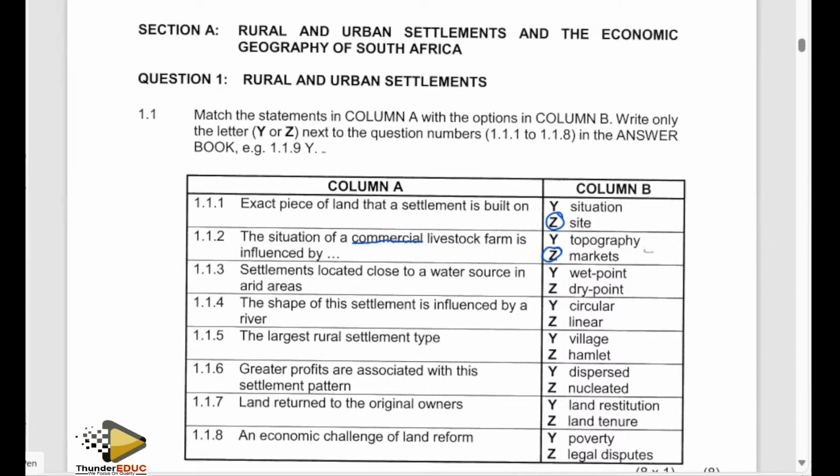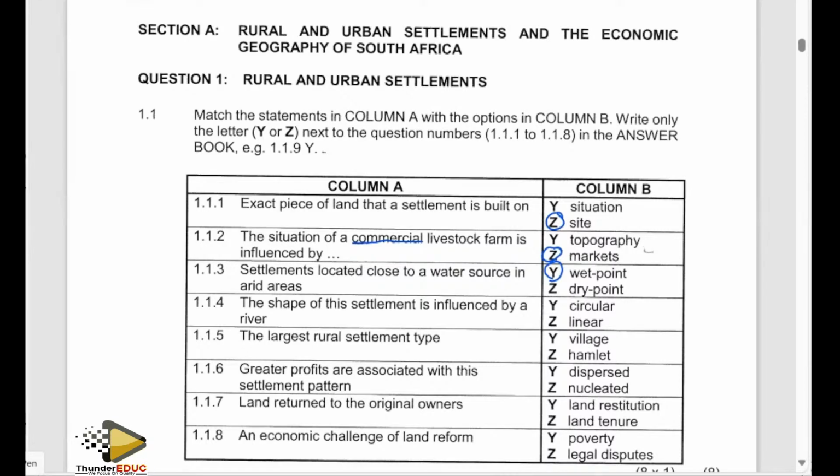Right, I'll go to number 113. Settlements located close to a water source in arid areas. For example, if you talk of the desert areas, you find that settlements are established on the oasis, which is the source of water. What kind of settlement is that one? Remember, we classify settlements in relationship to water. We have a wet point and a dry point settlement. So for this instance, our correct response is supposed to be a wet point settlement. The reason for the establishment is to access water because the area is arid or is dry.